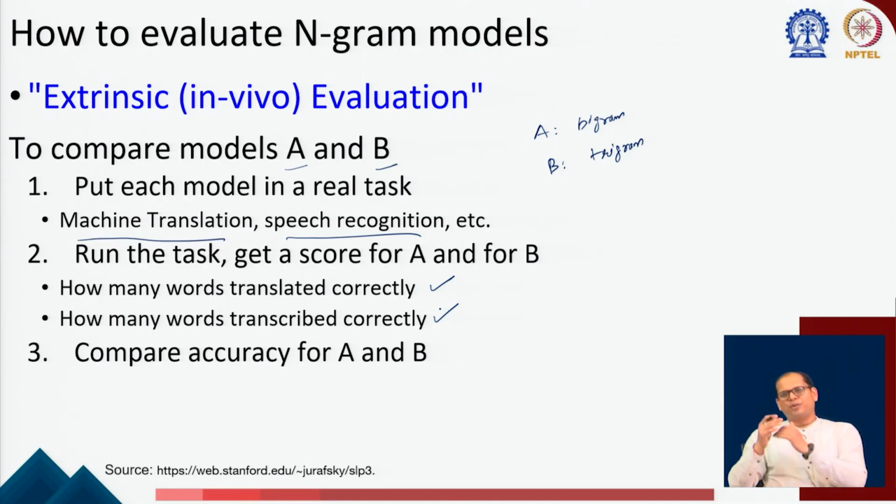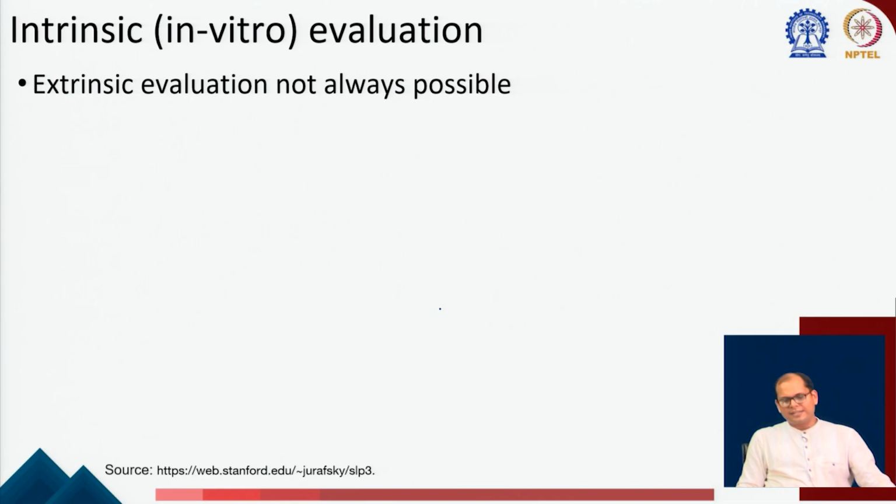And then I can compare the accuracies for A and B and see, okay, I'll find that A always does better than B, or B always does better than A. Then I can say this model is better than another as per extrinsic evaluation. But there is also intrinsic evaluation, because you may not always be able to do extrinsic evaluation, right? You are training a model, you may want to do some intrinsic evaluation immediately rather than going for some extrinsic.